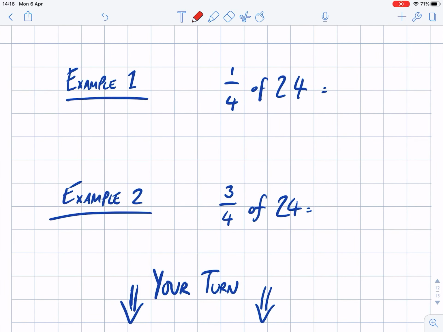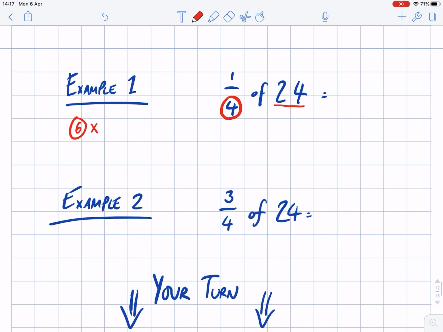Okay, so I've given us 2 examples here for working out a fraction of an amount. My first example is a quarter of 24. The first question I need to ask myself is how many times does the denominator go into the amount? So how many 4s are there in 24? The answer is 6. Once I've got that answer, I keep it in my head, and then I multiply it by the numerator. In this example, the numerator is easy because it's 1. 6 times 1 is 6. So a quarter of 24 is 6.